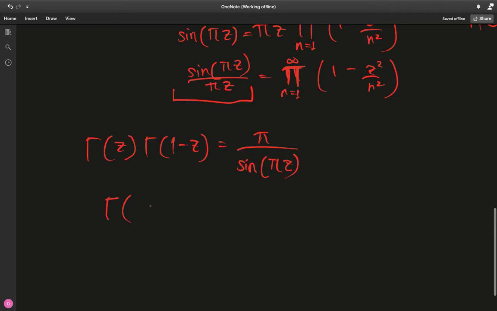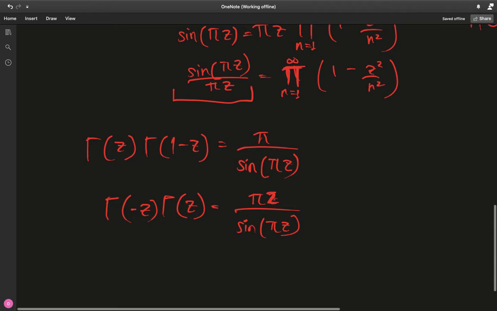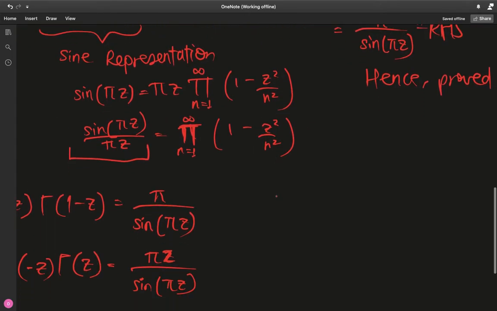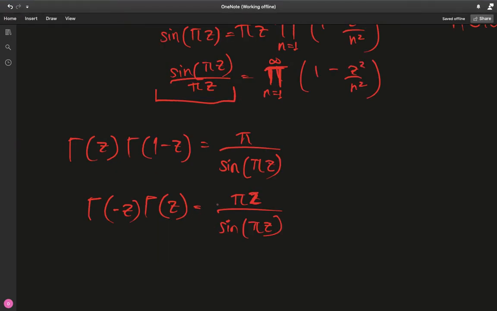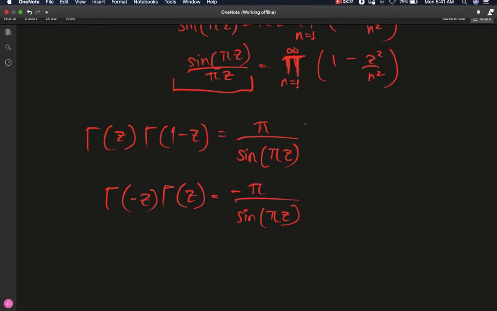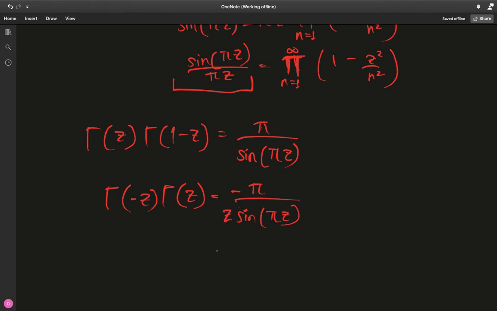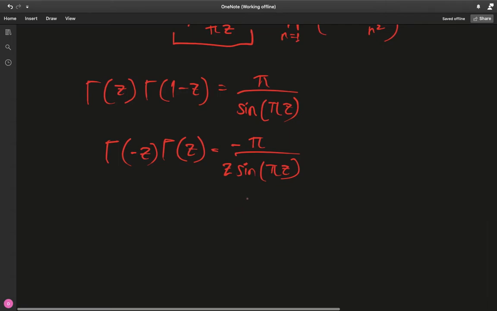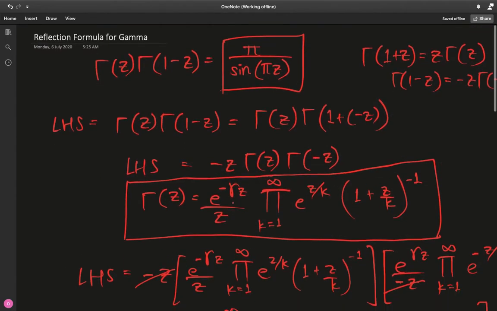And if you want this product of additive inverses, you have pi z over sine of pi z. And I think it will have a negative sign because gamma of 1 minus z is negative z times gamma of negative z. So, well, it's actually my mistake. The z will go in the denominator. So that's one equation for gamma of additive inverse arguments. Okay, so that's the reflection formula for the gamma. We finally proved it, the infamous one.